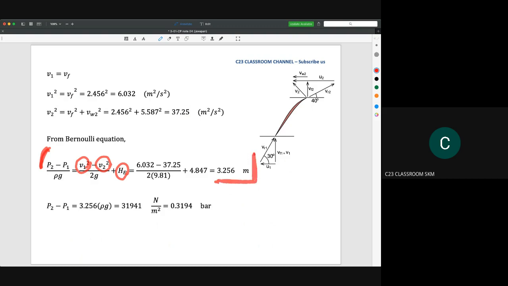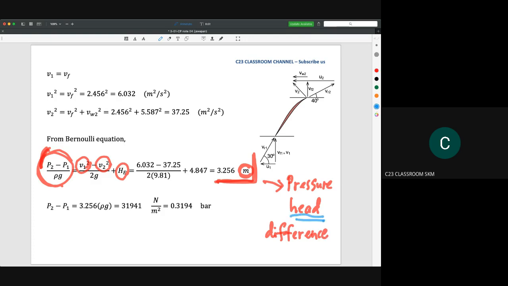Okay, so here, please be very careful because you need to understand the words pressure difference. What we calculated here is P2 minus P1 over rho G. So we get our answer in terms of meter. So this is actually the pressure head difference. This is not the pressure difference. This is the pressure head difference. So the word head here reflects that the unit is meter.